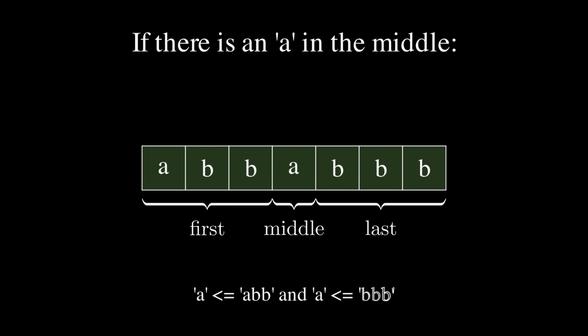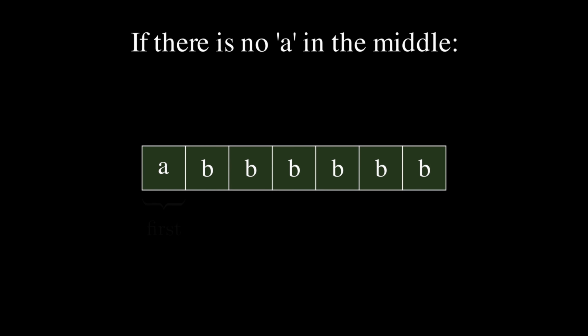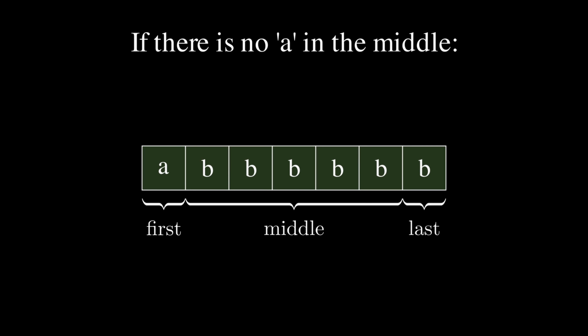If we cannot find such an A, this means that the positions from 2 to n-1 will have to be B, because if there is no A, each position has to have either an A or a B, so all of them are B's. This means that we can just take the string formed from position 2 to n-1, which will consist of n-2 B's.